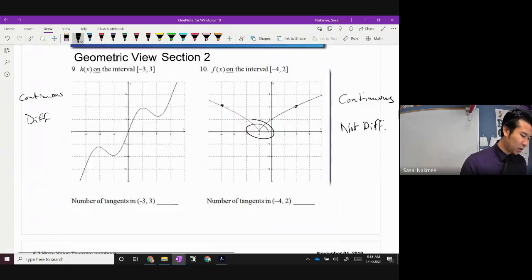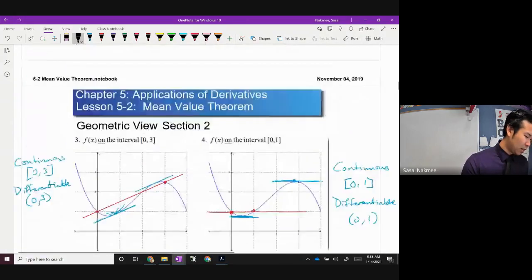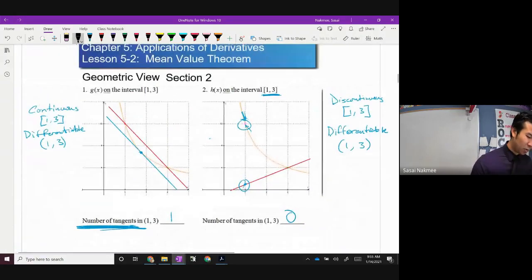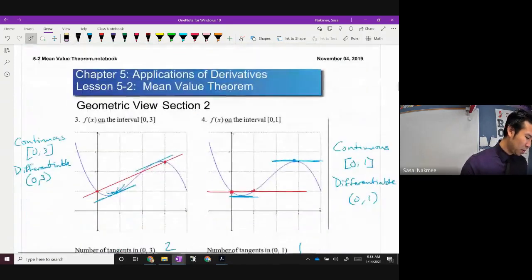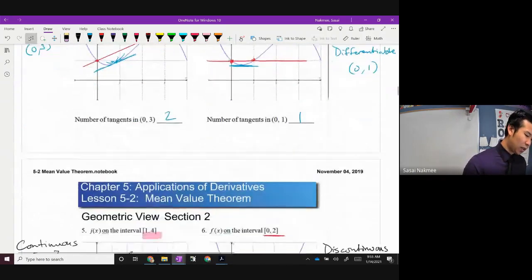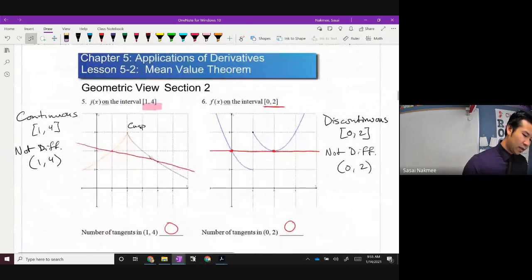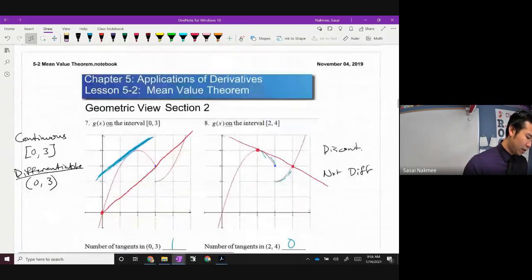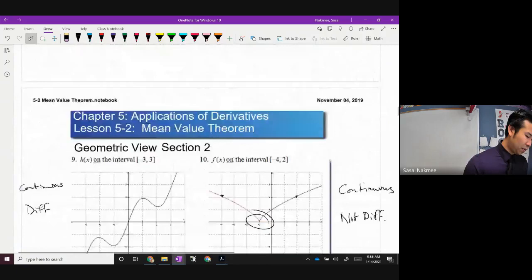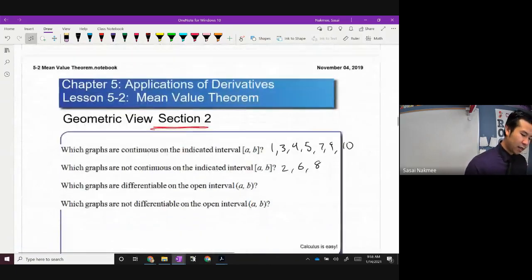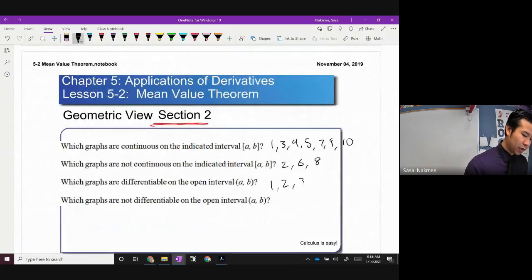Which ones were differentiable? Let's take a look through and count which ones were differentiable. We got number 1, 2, 3, 4, 7, 9. Right? So that leaves the other ones that were not differentiable to be 5, 6, 8, and 10.